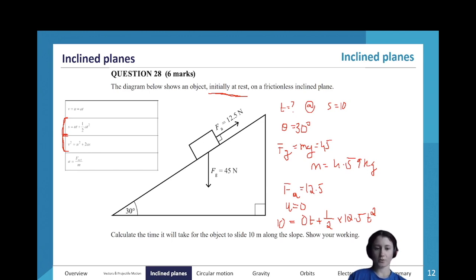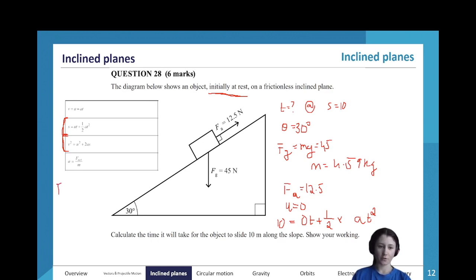Take a second, pause the recording and see the mistake. Alright? So, what actually is wrong is that our acceleration, A, is actually not 12.5. The force of acceleration is 12.5, but our acceleration itself is not 12.5. So what we need to do instead is figure out a way to find the value of the acceleration.